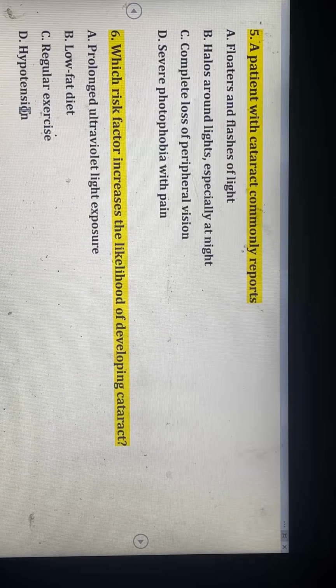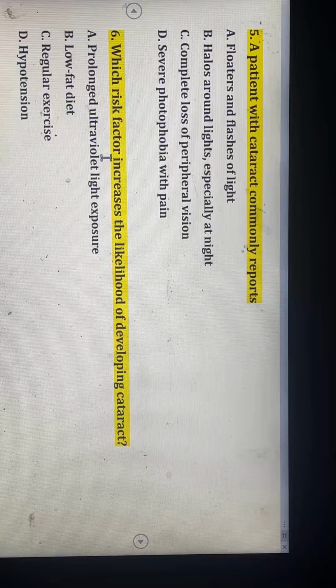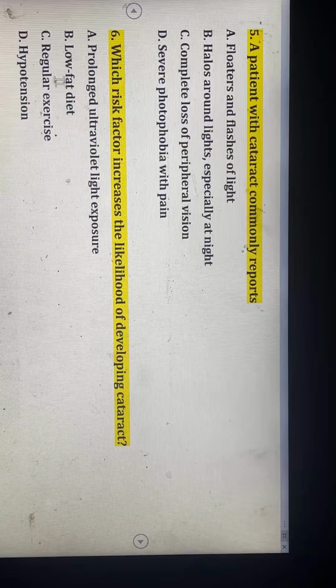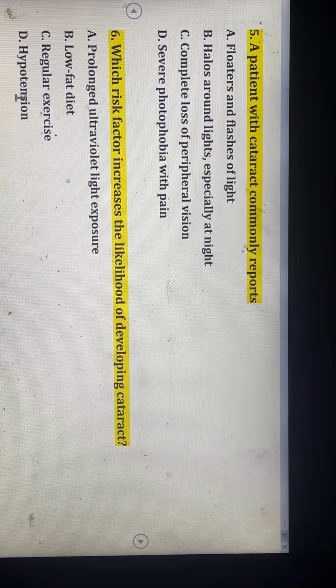D. Hypotension. Which risk factor increases the likelihood of developing cataract? A. Prolonged ultraviolet light exposure. B. Low fat diet. C. Regular exercise. D. Hypotension.